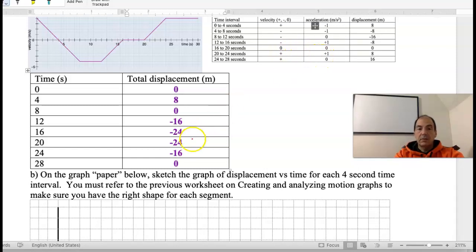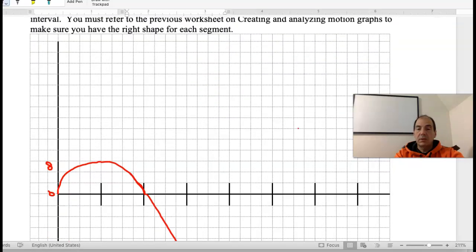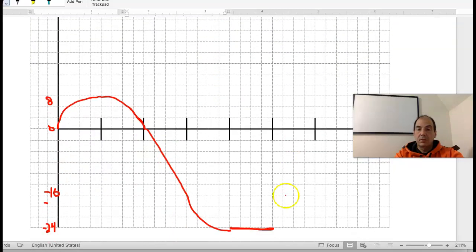All right, in the next segment, we're going from -24 up to -16. We have a positive acceleration and a positive velocity. Positive velocity means the slope has to be going up, but it's accelerating. That means it's a curve going up. So it's got to be increasing in slope in the upwards direction, and we're going to end up at -16. Let me put a mark there so I know where I am. All right, so that means we're going to have a curve that looks something like this.